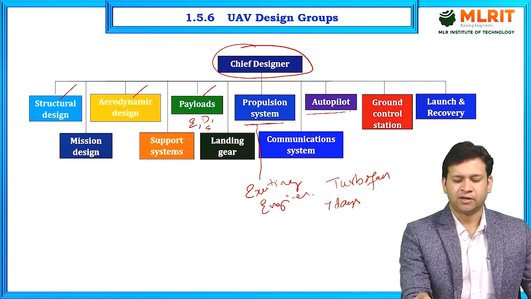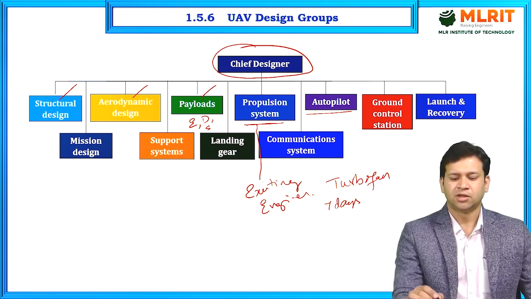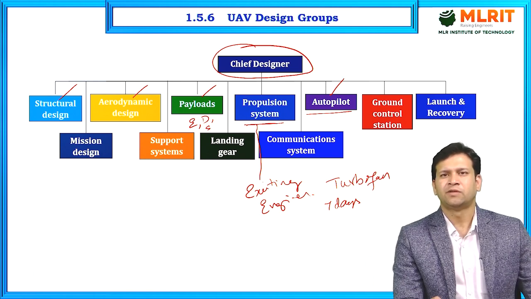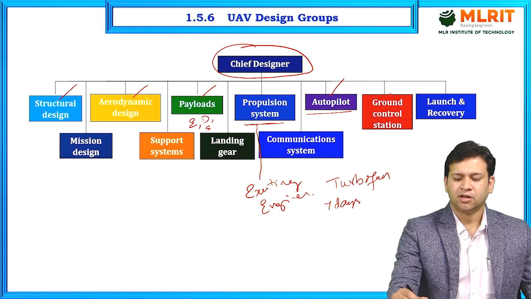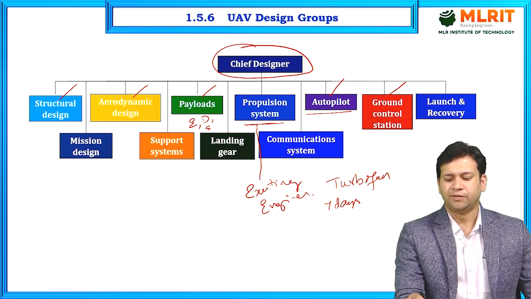Then autopilot. There will be a special team working on the autopilot mechanisms. They will be taking care of the devices, sensors, transponders, whatever has to be installed in the fuselage part of the UAV. They'll make a data of it and submit it to the chief designer. Then the ground control station, which will be monitoring from the ground roll to the touchdown of the UAV.